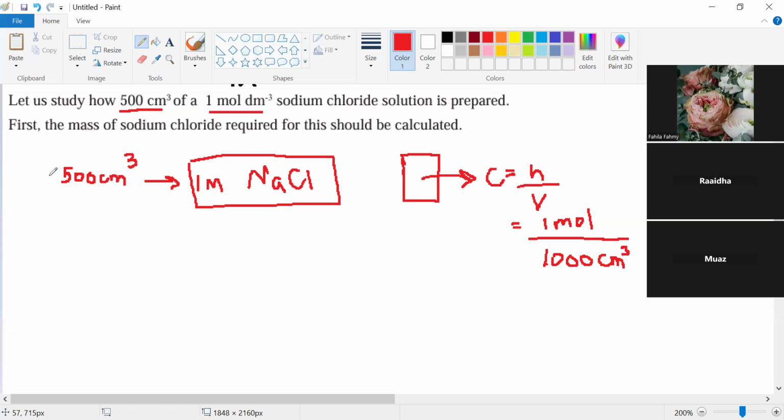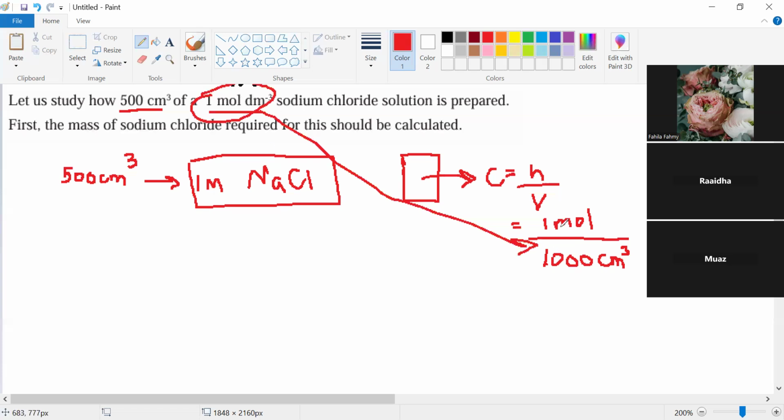I'll repeat it, okay? You need 500 cubic centimeters of 1 mole per cubic decimeter concentration sodium chloride. So what does 1 M mean? There is 1 mole per 1000 cubic centimeters. This is the meaning of this 1 M. Do you understand that part?